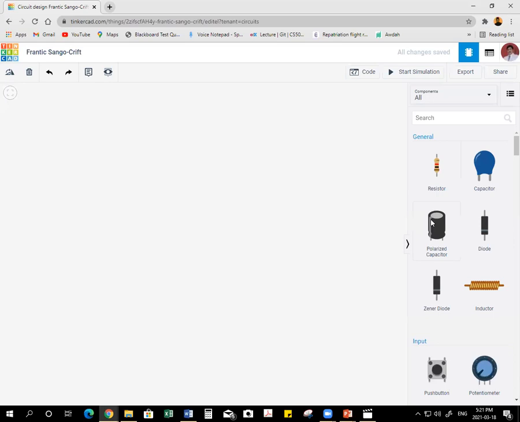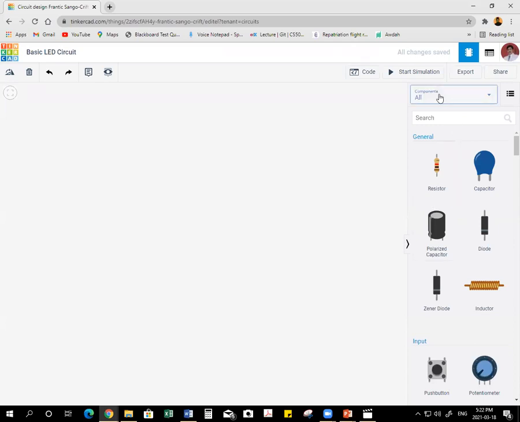Now what are the different drag and drops? I will start with a small one. This is called basic LED circuit. You can rename the file here. I am renaming the file with the basic LED circuit.